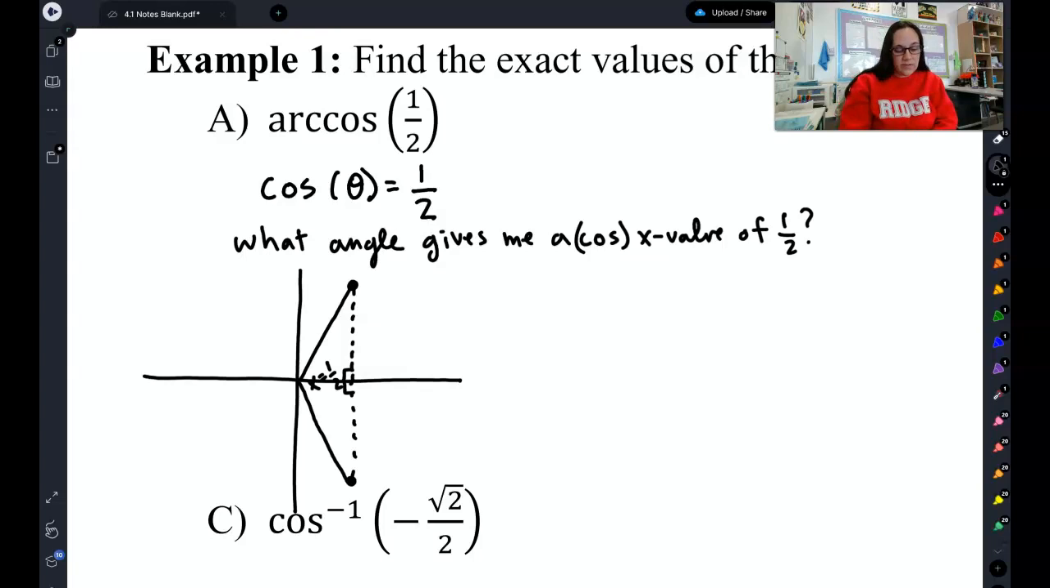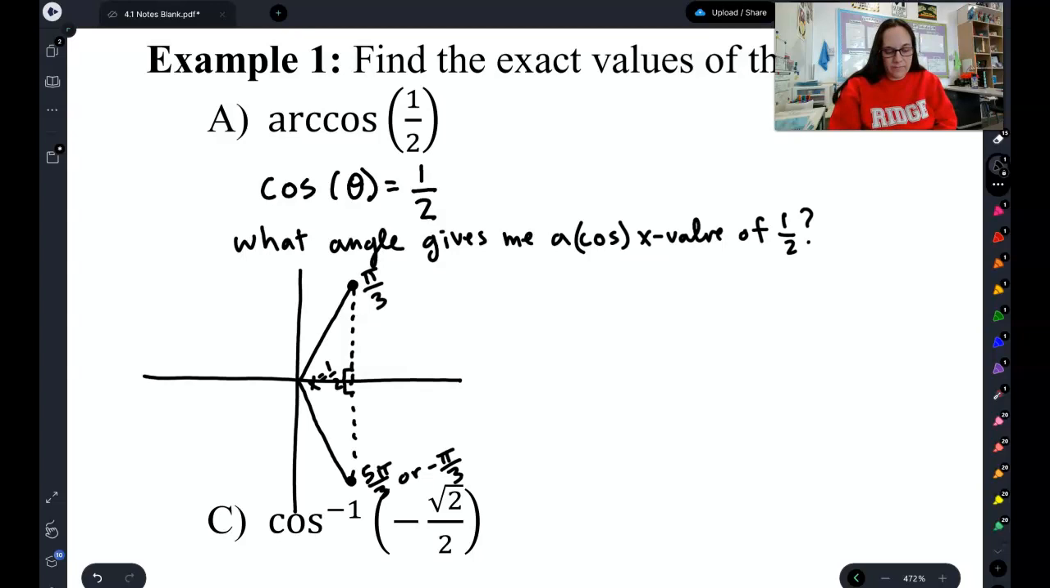Now the radians for these triangles are pi thirds for that one, and this one is 5 pi thirds, or you could also think of it as negative pi thirds. Now, previously when we had done problems like this, we had listed all of these answers. And typically we did like pi thirds plus 2 pi k and 5 pi thirds plus 2 pi k.